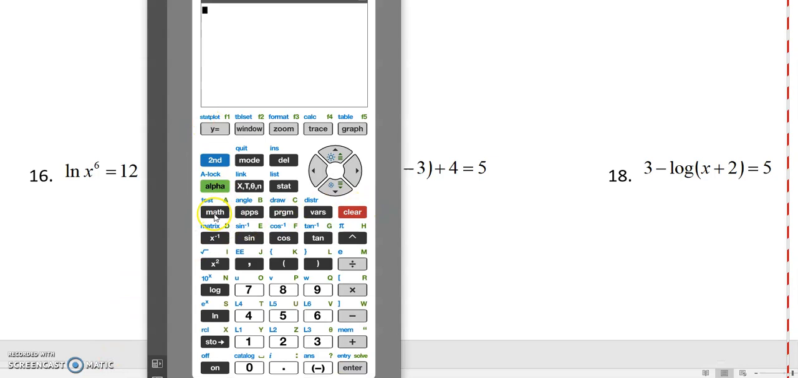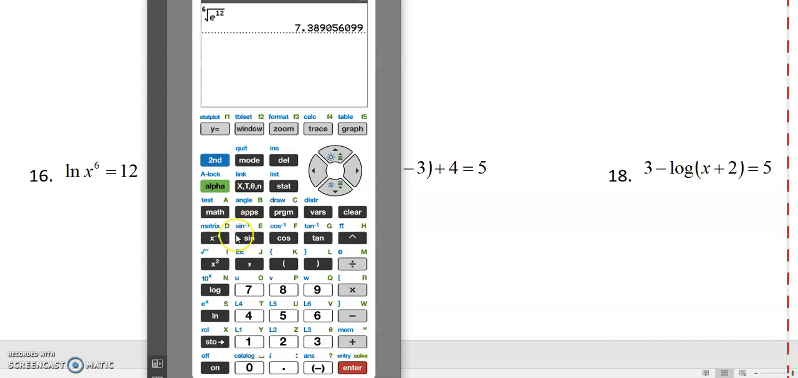Okay, so if you go to math, you look here at number 5, it says x root. So if you punch that, it gives you an exponent position, or a root position. We're taking the 6th root, and then we're going to put our e to the 12th, I think is what it was. So second ln gives us our e to the 12th. So our answer for this problem is 7.39.